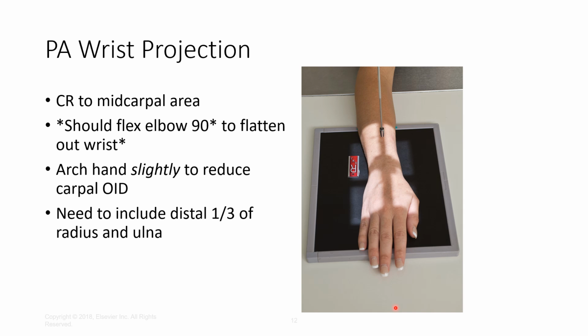You want to arch the patient's hand slightly to reduce the OID in the carpal area. And on this, you do have to include the distal 1/3 of the radius and ulna. Now, the technique on this, we said, is exactly like it is on the hand. So you're at 65 at 1.2 mass. Patient sits at the end of the table, elbow flexed 90 degrees. They would just have their hand down on the IR with their fingers slightly arched to reduce the OID, and the central ray is mid-carpals.